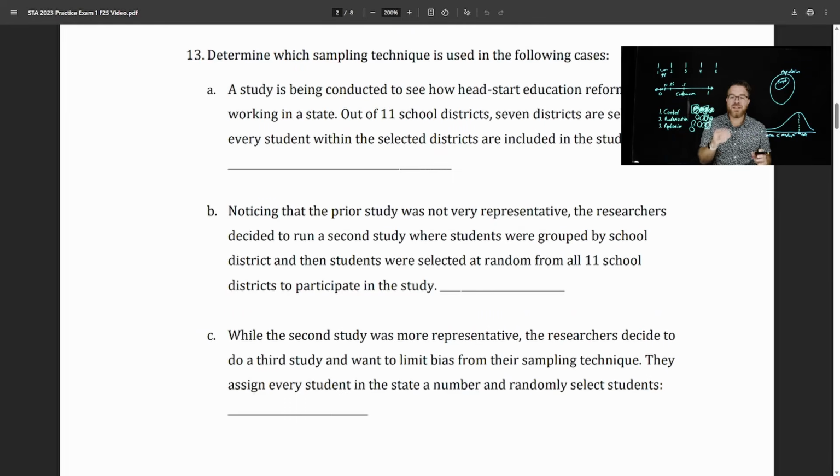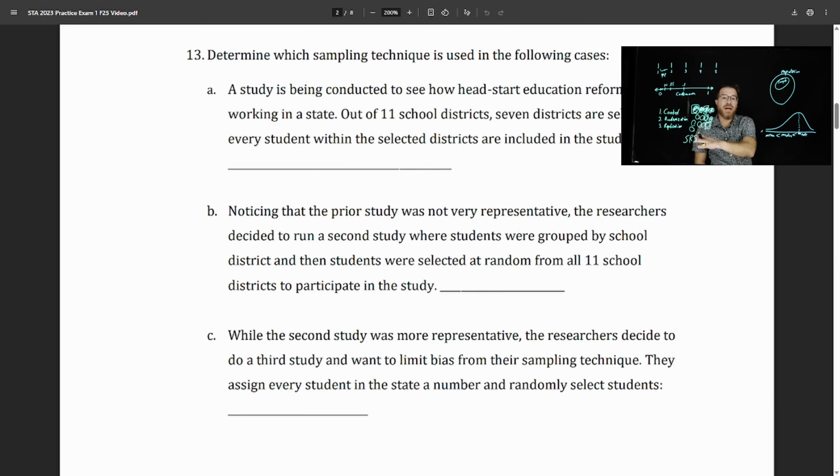Part C. While the second study was more representative, the researchers decided to do a third study and want to limit bias from their sampling technique. They assign every student in the state a number and randomly select students. So this would be a simple random sample because what they're doing is they are giving everybody an equal probability of being selected and then selecting from all possible students using probably a computer random number table.